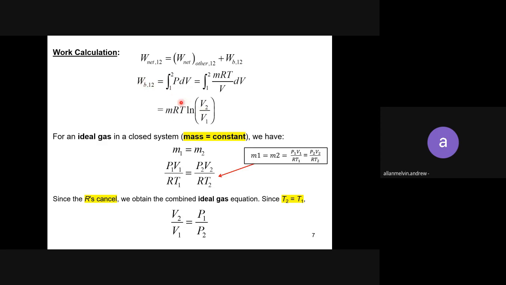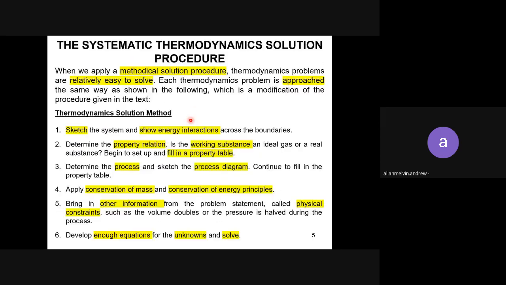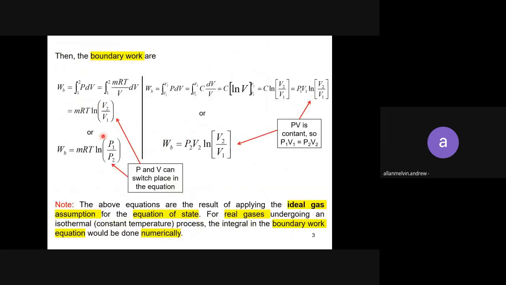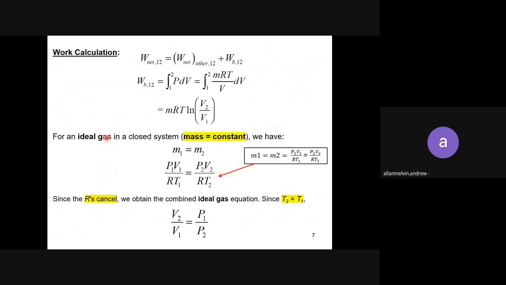Okay, so the previous derivation. We know, I think, you can take one of the formulas here. In this question, they choose this: boundary work done between 1 to 2 equals mRT ln V2 over V1.